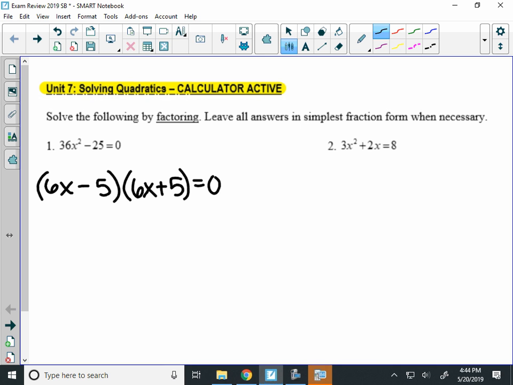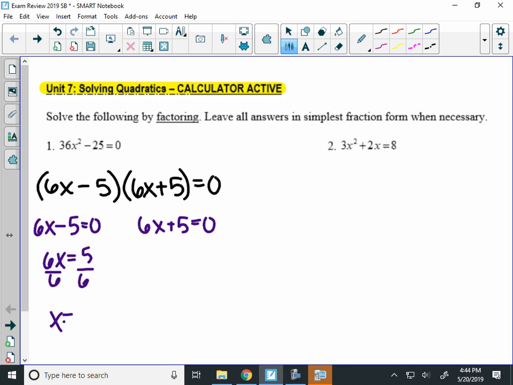Now, in order to solve by factoring, you have to use the zero product law. And the zero product law says that you can take each of these factors and set them equal to 0. And if you solve the two little mini equations we have now, you will have the solutions to the quadratic. So on the left one, if I add 5, I'll have 6x equals 5 and divide. One solution will be positive 5 over 6.